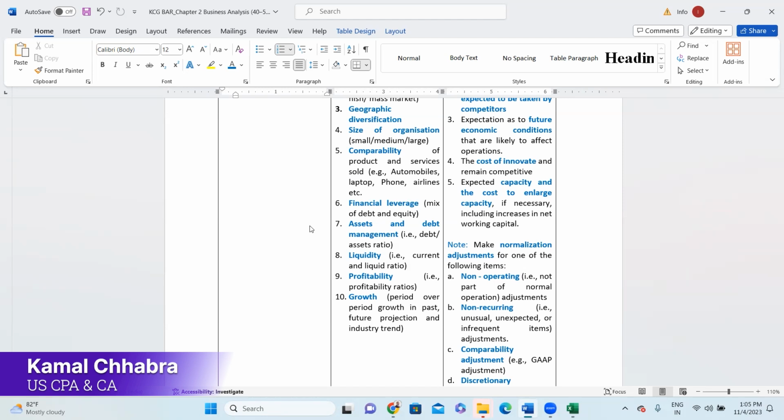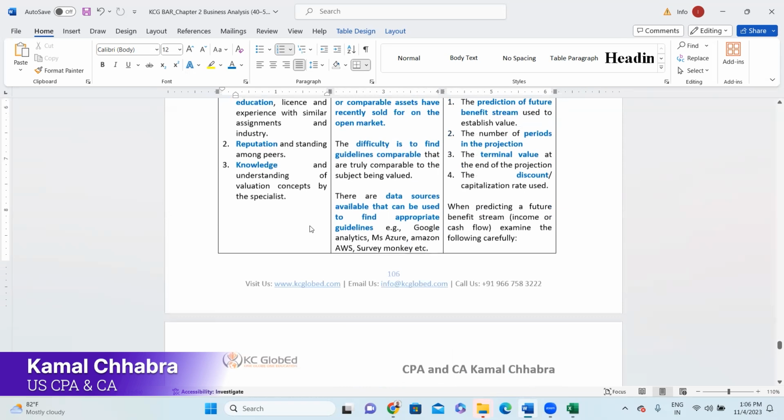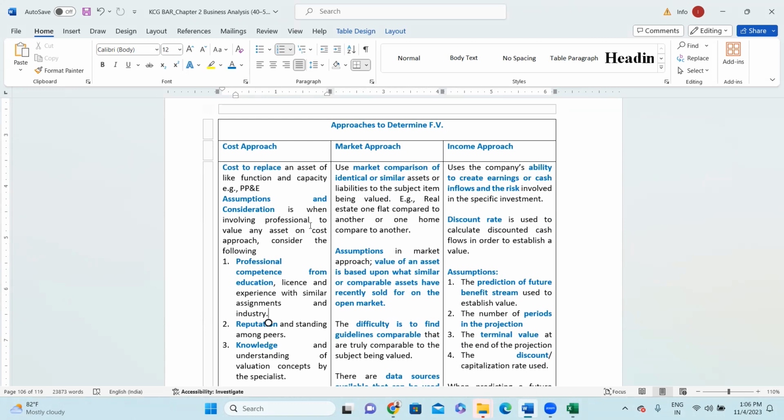Tenth is growth. So period over period growth in the past and future projection and industry trend, right? So these are certain assumptions you always need to keep in mind when you are using the market approach. Why are these assumptions important? Because these assumptions give a true reflection of the change in market dynamics and market conditions. Hence, when you are doing the valuation, it is more realistic. Make sense?